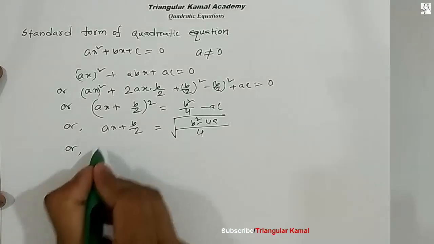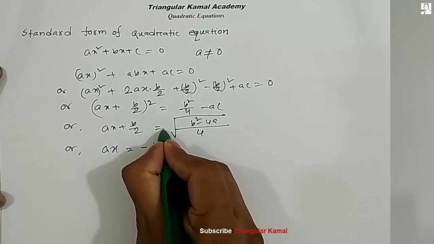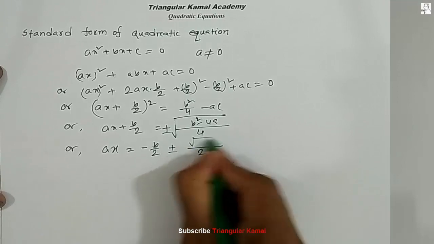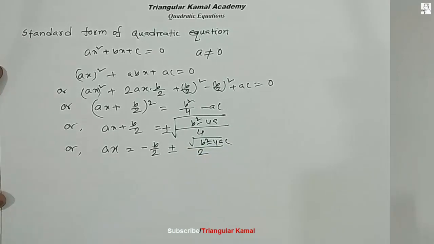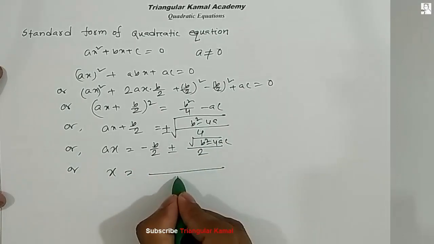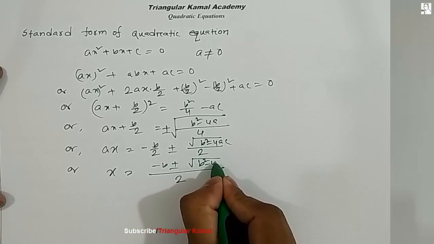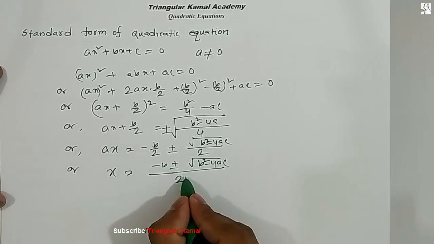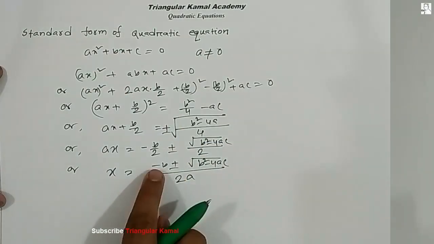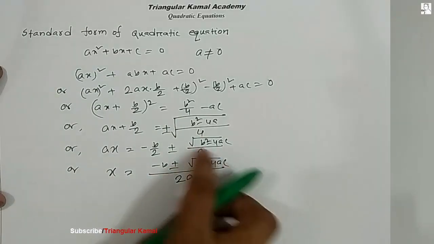Now doing the calculation, ax equals minus b by 2, and the square root will be plus minus, so plus minus root over b square minus 4ac by 2. Taking 2 as the LCM, we finally get x equals minus b plus minus root over b square minus 4ac, and this a is multiplied and shifted to the right side as divide. So this is actually the roots of the quadratic equation, which is x equals minus b plus minus root over b square minus 4ac by twice a, and these are the two roots.